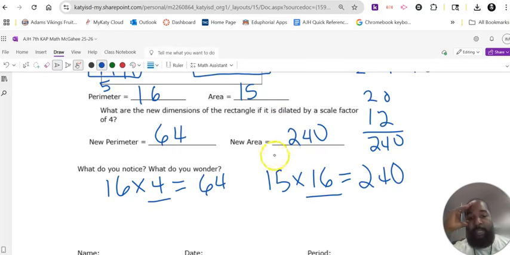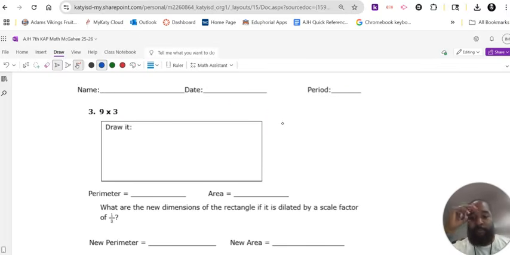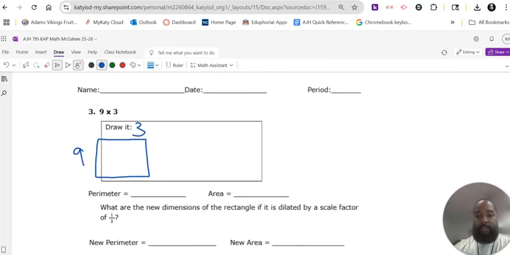So what's happening? There's something very different happening from perimeter to area, but it's getting a much larger number every time we apply scale factor to area. So let's look at one more pattern and see if we can come to a conclusion. Okay, we have 9 by 3.